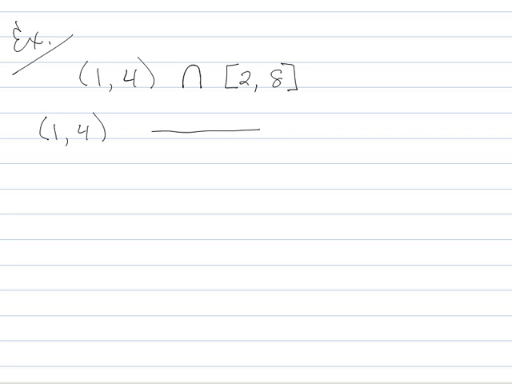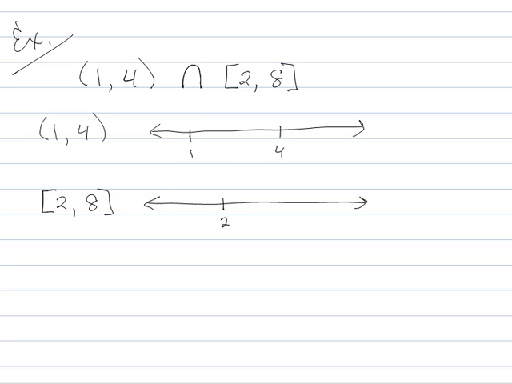So what you're going to do is graph each one of these. I'm going to graph 1 to 4, and then I'm going to graph 2 to 8. When you draw your graphs, be sure to line them up so that the 1 is to the left of the 2, which is to the left of the 4, which is to the left of the 8.